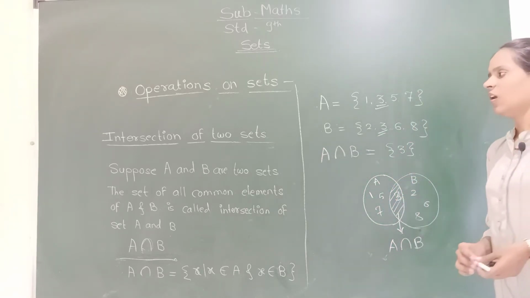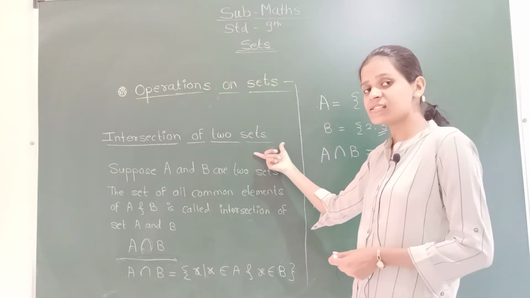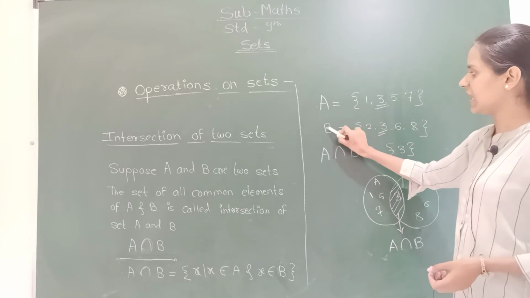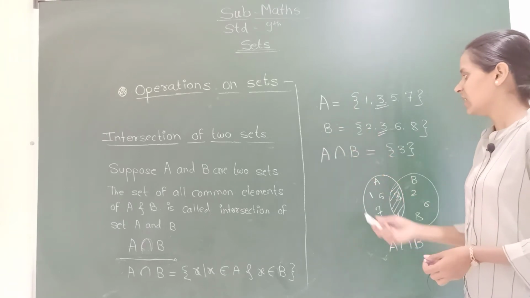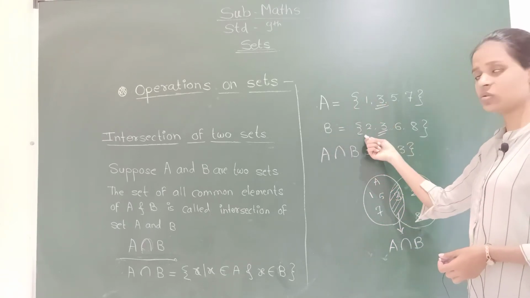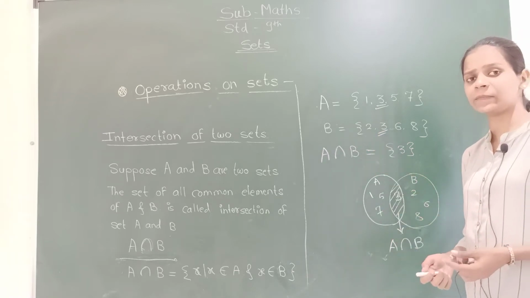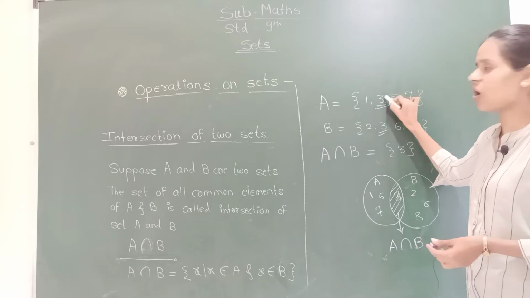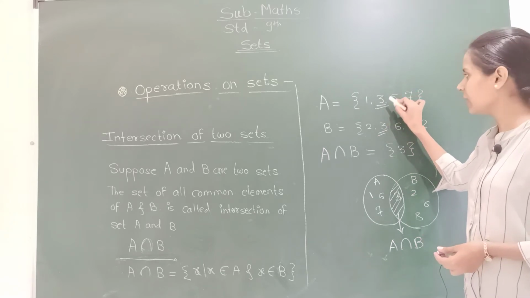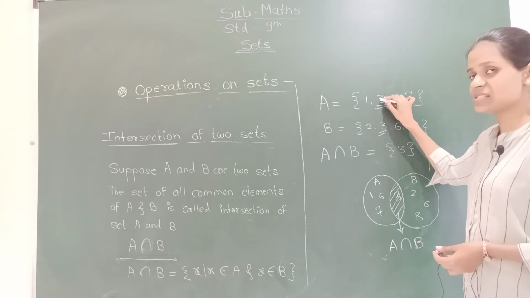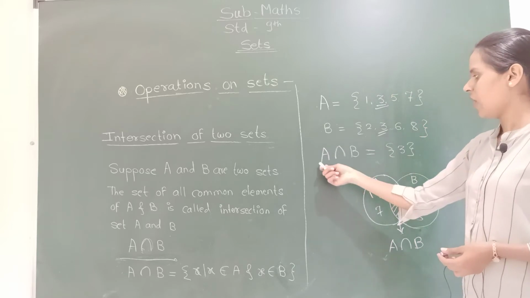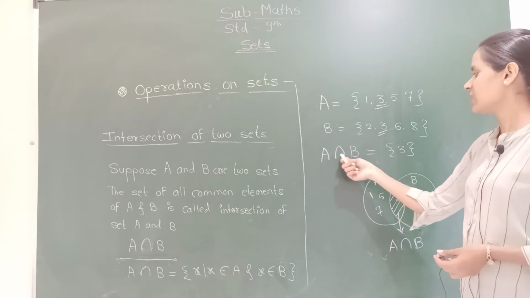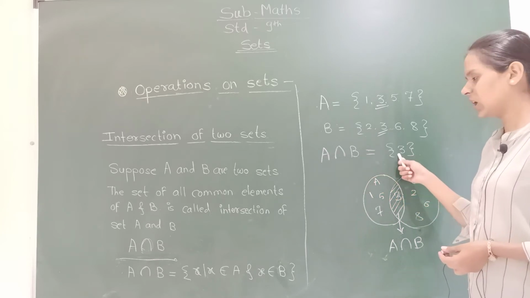Got it? Okay, intersection of two sets is what? Suppose A and B are two sets. You can see set A and set B are two sets. Then the common elements in between two sets are called the intersection of the sets. Then what are the common elements? There is only one element that is common, that is 3. So 3 is the common element in between set A and set B. So A intersection B, this is the sign of intersection, is equal to {3}.